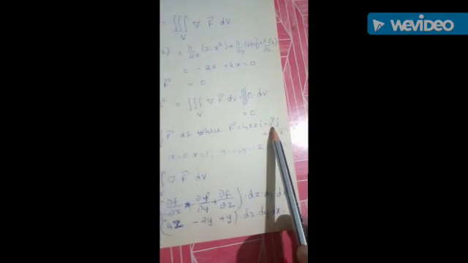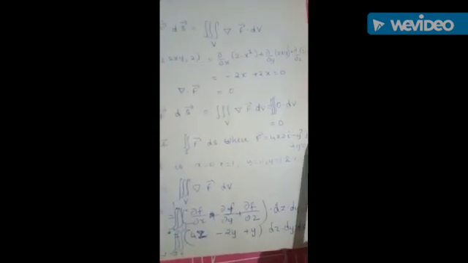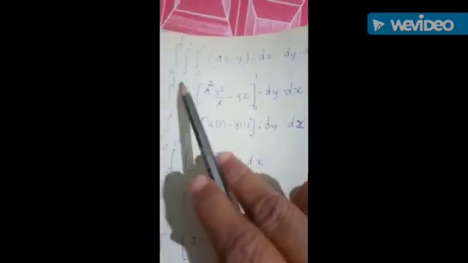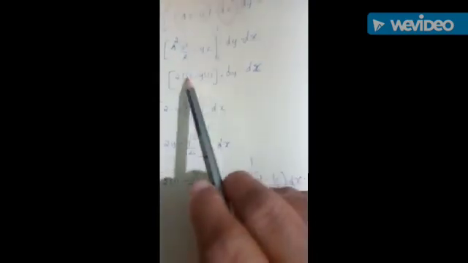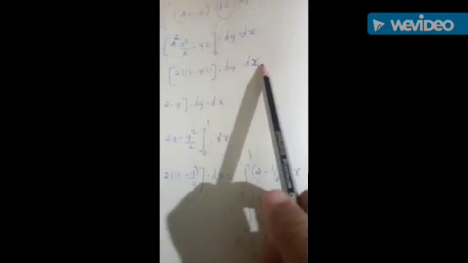Then taking the innermost integral, the integral from 0 to 1 of (4z − 2y + y) dz dy dx. Integrating with respect to z first, we get 4z²/2, which becomes 2z², minus yz, and substituting the upper limit only, we get 2 − y, then dy dx, with limits 0 to 1 for x and y.